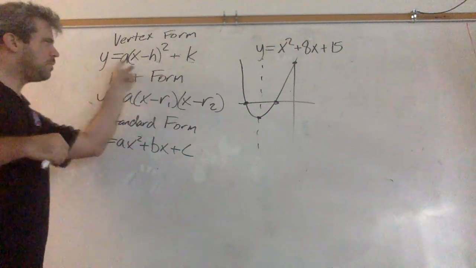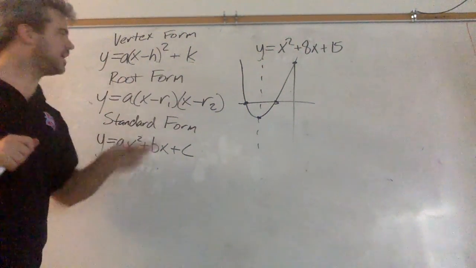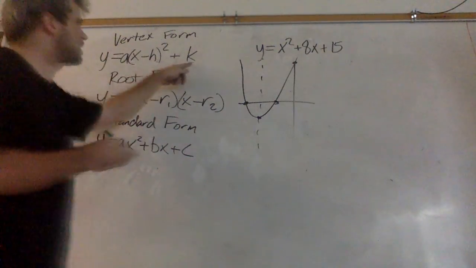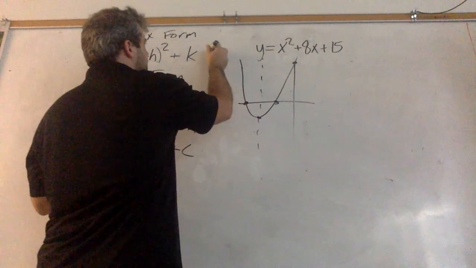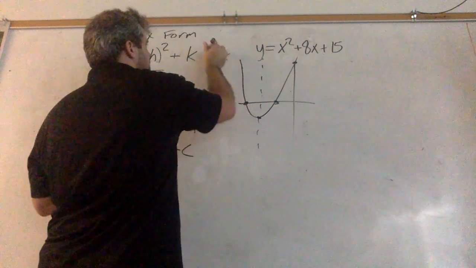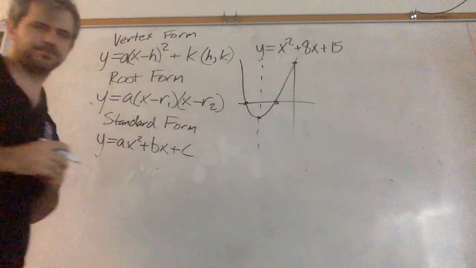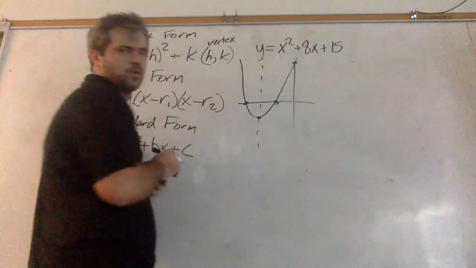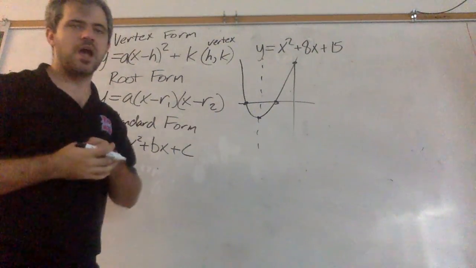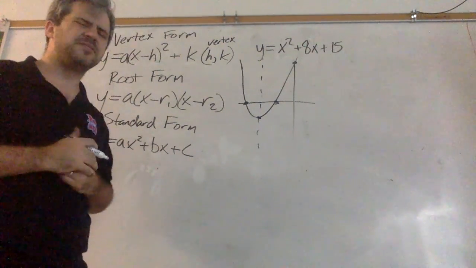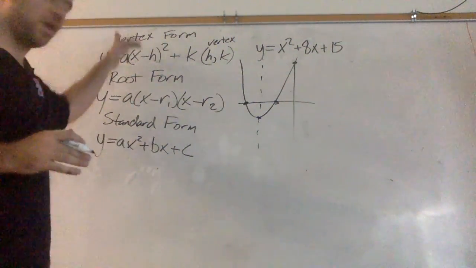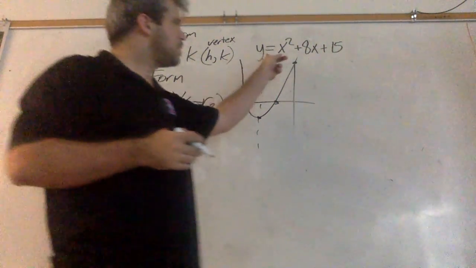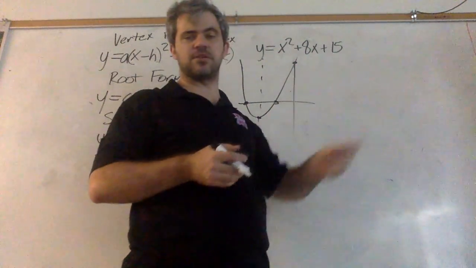And then we've got vertex form. This is basically where they've completed the square, but h and k give us access to the vertex, okay? H and k are the coordinates for our vertex. So we can get all of the information from all of these, but we do it in different ways. So this is standard form.